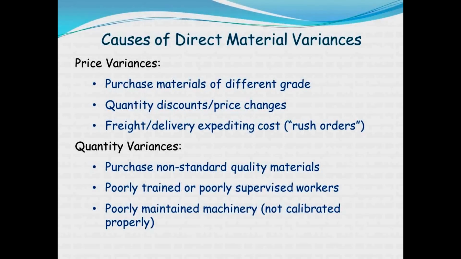Quantity variances. Again, you could have purchased substandard materials and therefore had to buy more of them. Variances in direct materials could be caused due to labor. You have poorly supervised or new labor that doesn't really know how to use the material and there's more wastage. Or it could be the machinery is getting older, hasn't been maintained right, and so you're wasting materials because of machinery. So again, you need to really understand the causes.